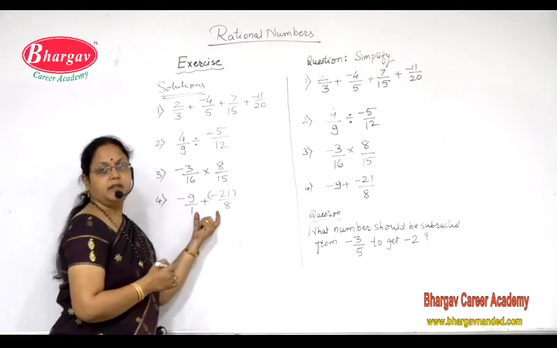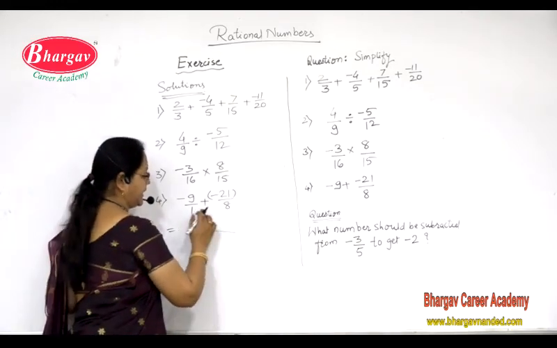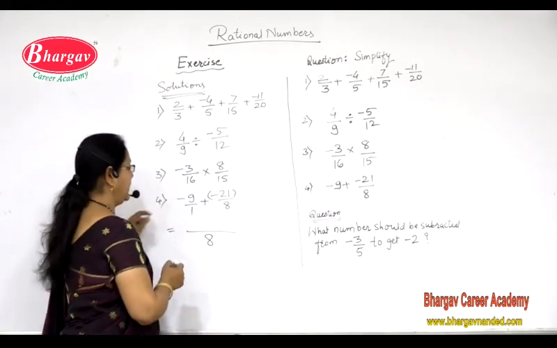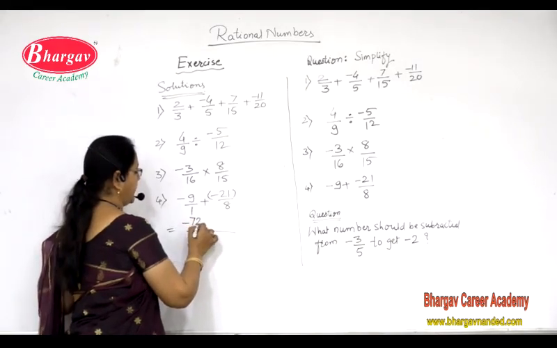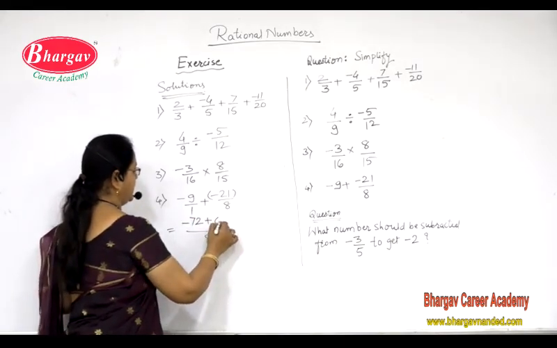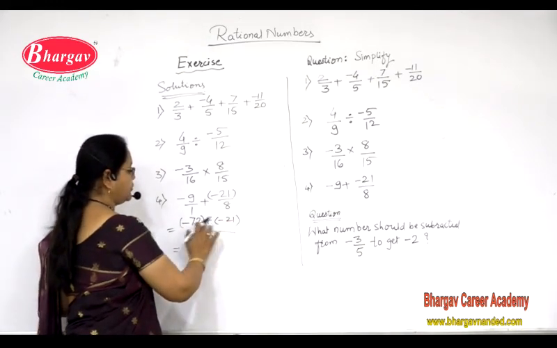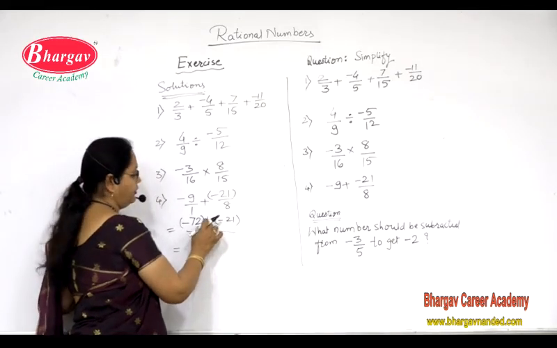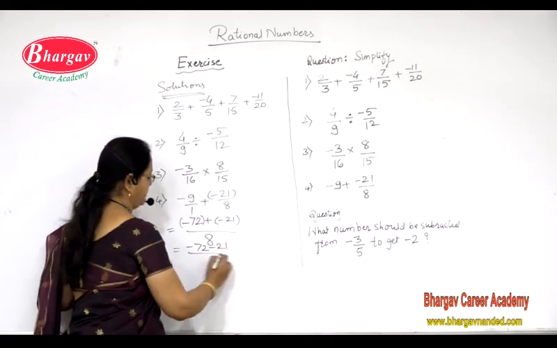And we follow the technique of addition when denominators are different. We use the LCM of 1 and 8, which is 8, and in order to make it 8 we have to multiply numerator by 8, so it will become 9 8s are 72 plus minus 21. As these two numbers have the same sign, the operation is addition. We add these two numbers, so we write it as minus 72 minus 21 by 8.